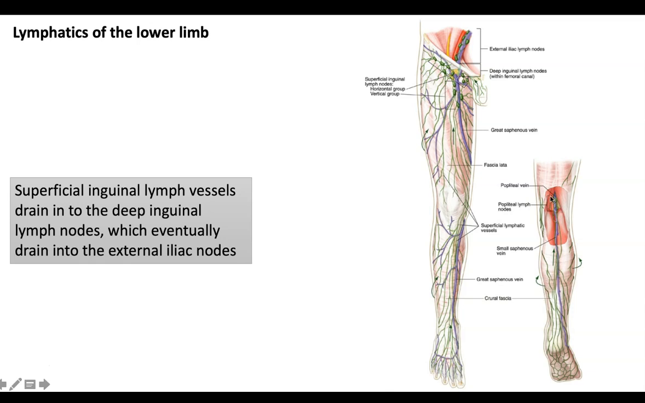On the posterior aspect, within the popliteal fossa, there is also the popliteal group of lymph nodes. The popliteal lymph nodes lie along the popliteal veins, and they receive the lymphatic vessels which accompany the tributaries of the small saphenous vein. All this posterior aspect of the leg is drained by these lymphatic vessels into the popliteal lymph nodes. Ultimately, from the popliteal lymph nodes, the lymphatic vessels drain into the superficial inguinal lymph nodes, then into the deep inguinal lymph nodes. Ultimately, everything goes into the deep inguinal lymph nodes and the external iliac lymph nodes.